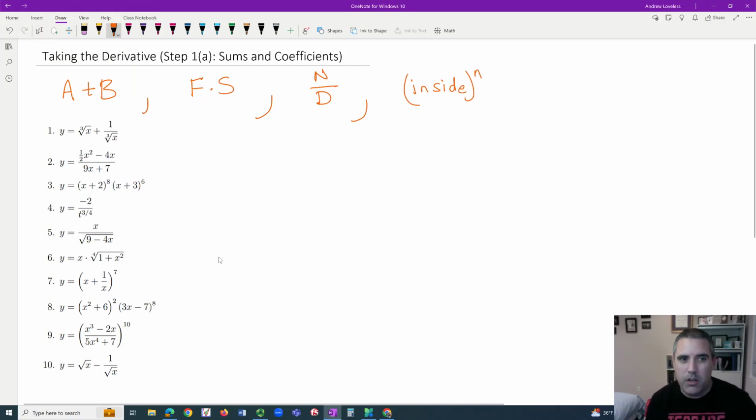In the previous video, I talked about how you rewrite expressions so that you're ready to take derivatives. In this video, I'm going to talk about these four forms in separate videos just to break it up. So first, if you have sums and coefficients, let's talk about that now.